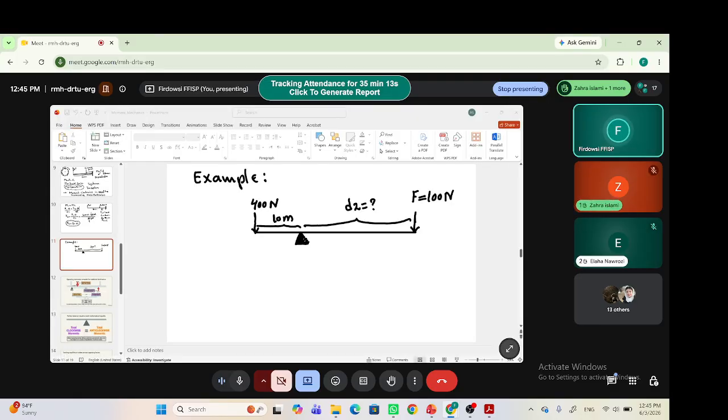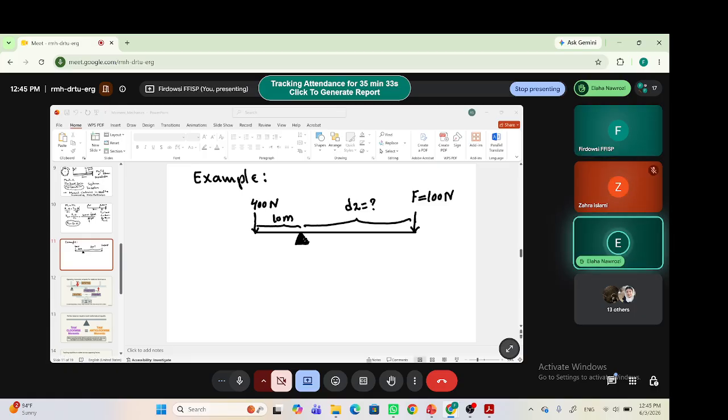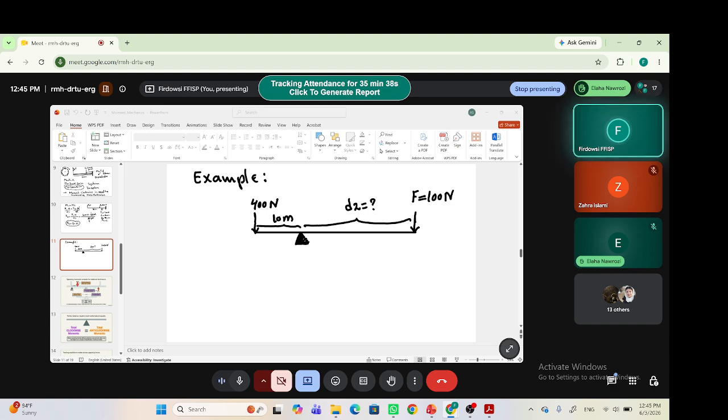Yes, Ms. Zahra Islami, did you find the answer? Yes, sir. I think d2 is equal to 40 centimeter. Okay, you may find it with the same system that we are having here, MKS system with meter. Okay, sir, it is 40 meter. 40 meter, yeah. Ms. Zahra Islami got the number, and the unit will be meter.